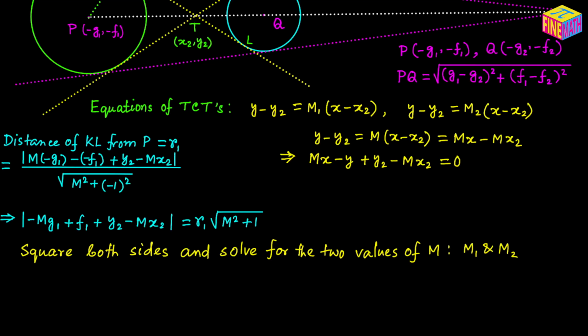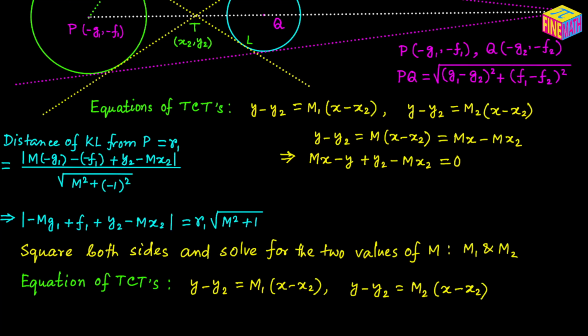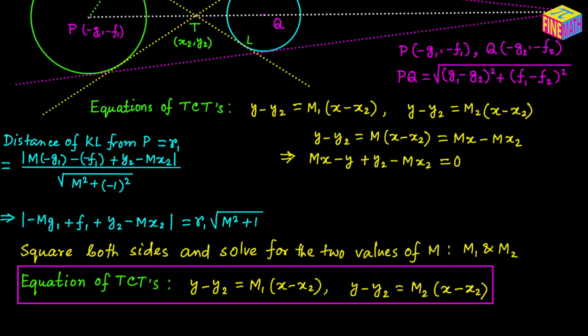It will be the exact same technique. Just follow the same technique as we deployed for the slopes of the direct common tangents. You can use the same technique to find the two values of m, and then if we assume that the slopes are m sub 1 and m sub 2, then our equations for the transverse common tangents can be written like this. I hope it is clear to you how to find the equations of the direct common tangents and the transverse common tangents.